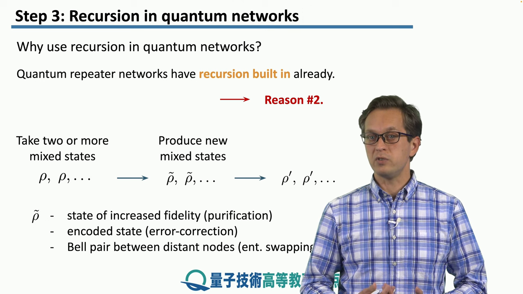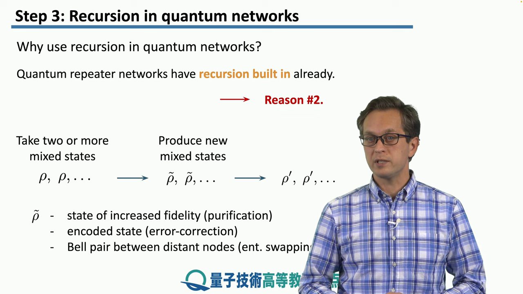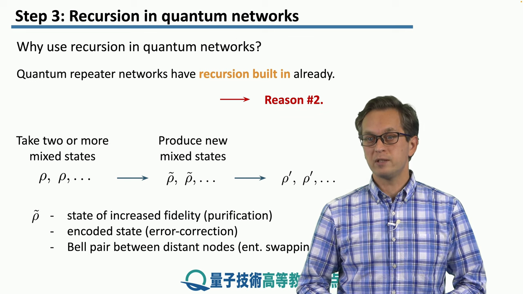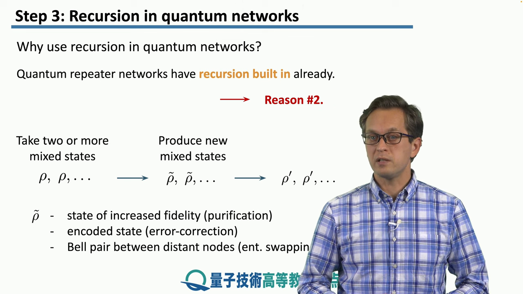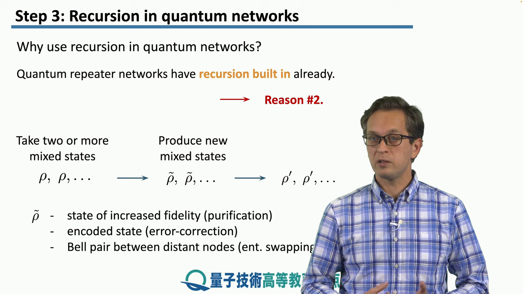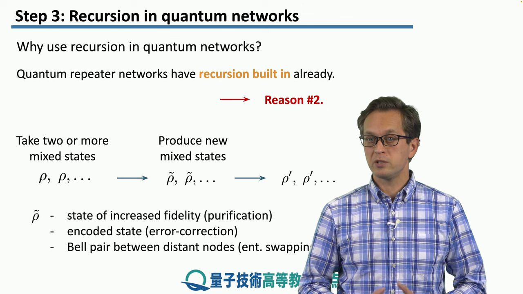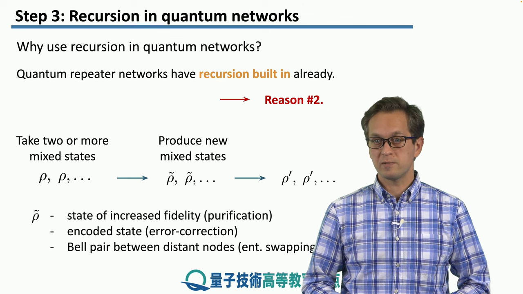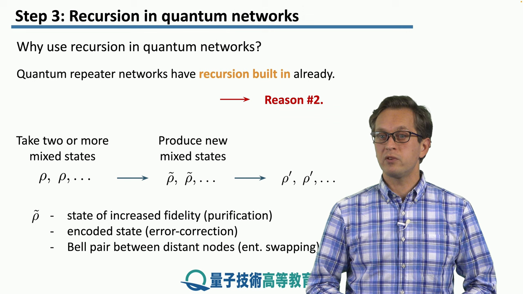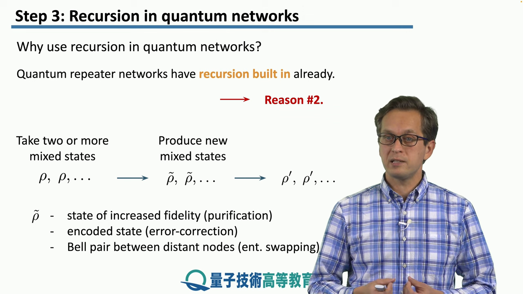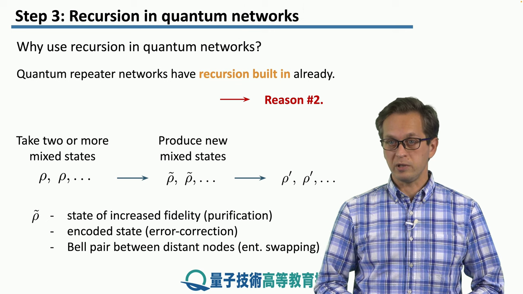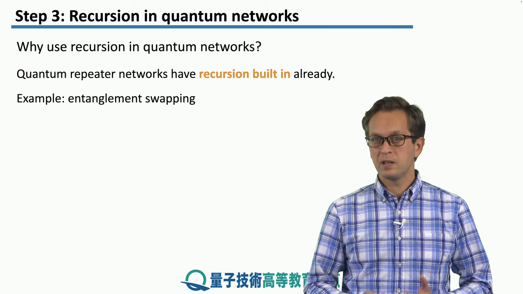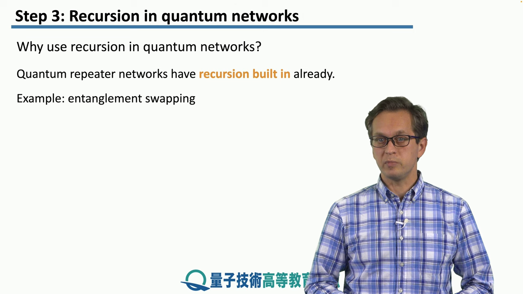They could be states of increased fidelity in the case of purification, where we take two or more mixed states to produce a single mixed state of higher fidelity. They could represent encoded states in the case of error correction, which we talked about when we were talking about the second generation, the third generation of quantum repeaters. Or they could just refer to physical Bell pairs, but this time shared between more distant nodes, which is the case for entanglement swapping. Let's stick with the example of entanglement swapping.